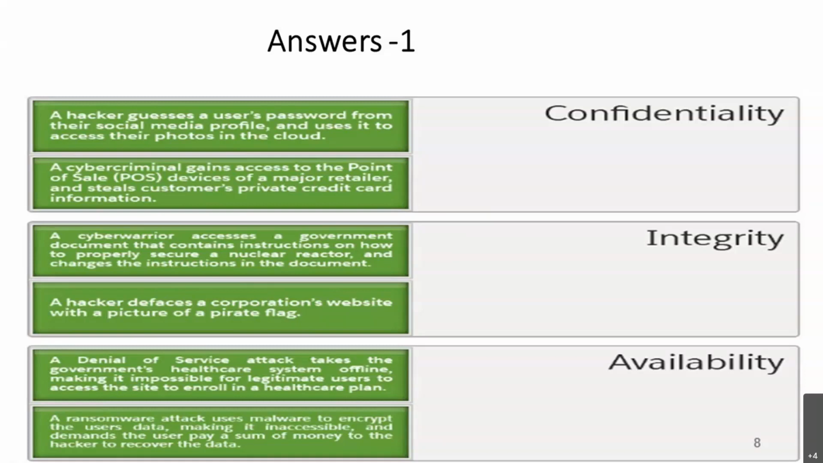Integrity: if an attacker is modifying or tampering with data, then it is an attack on the integrity. Like a cyber warrior accesses a government document. These are very crucial documents. They should be confidential and they should not be modified. That contains instructions on how to properly secure a nuclear reactor and changes the instructions in the document. It is an attack on the integrity. A hacker defaces a corporation's website with a picture of pirate flags.